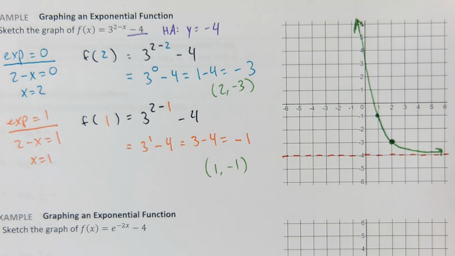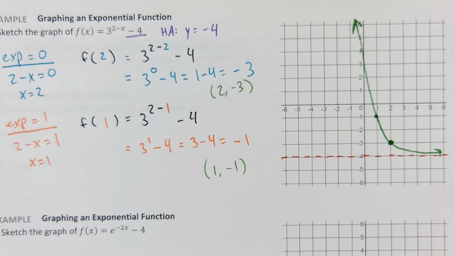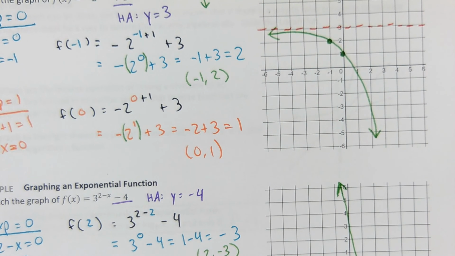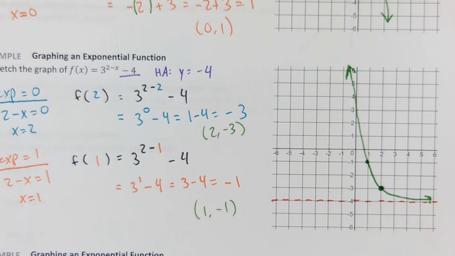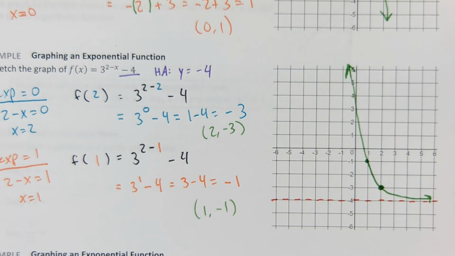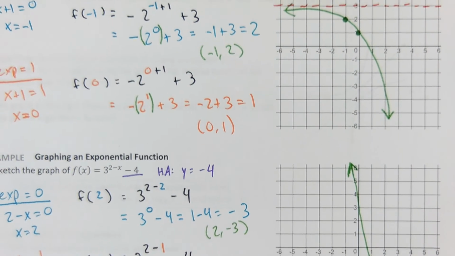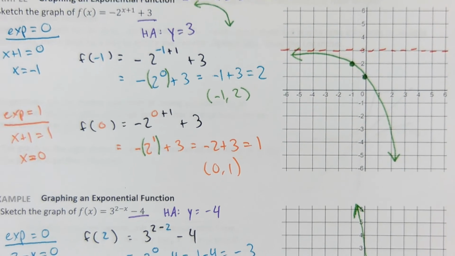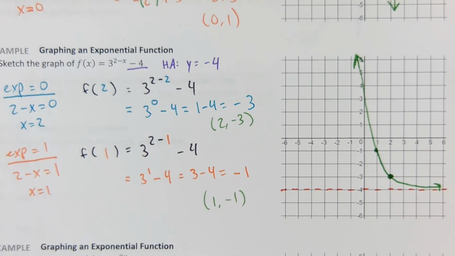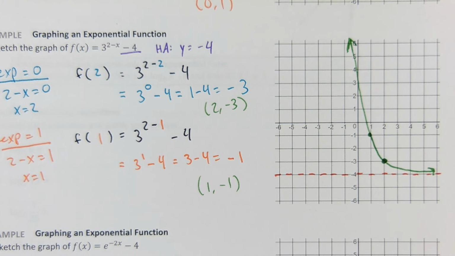Before we go on to the last example, I'd like for you to notice that the second example that we just did, the graph is much steeper than the first. Anybody think they know why? Why it's steeper? Not negative 2, but 2. Yeah, because the negative is its own thing.